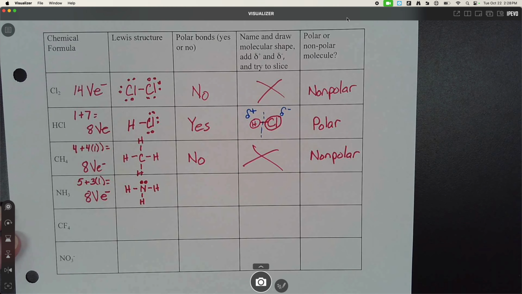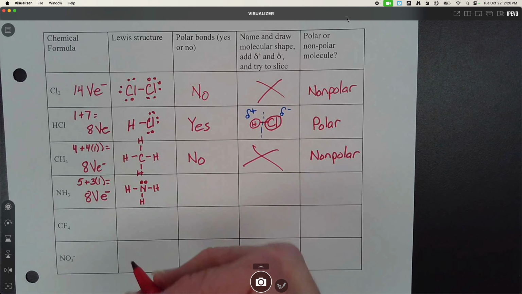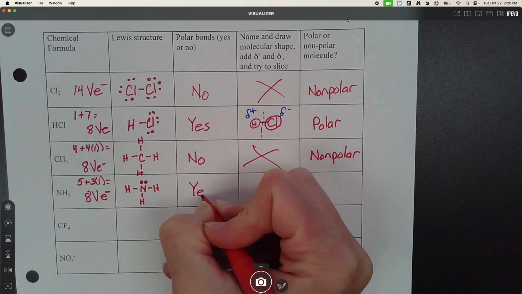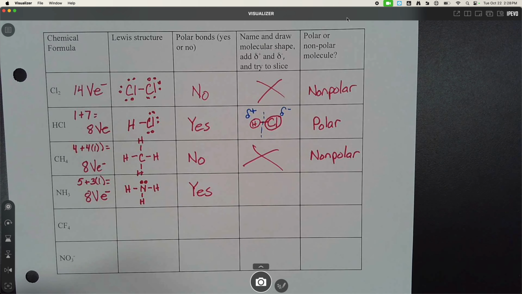Now I check my nitrogen and hydrogen for polarity. So I've got 2.20 compared to 3.04. Yep, that's a big enough difference to make those end up being polar bonds. So now we have to keep going on the list. Draw and name the molecular shape.